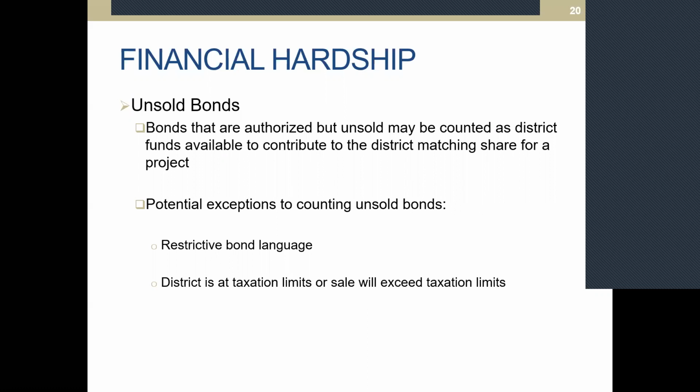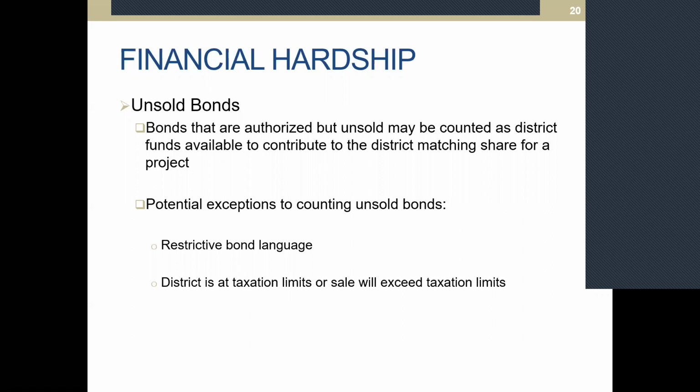And also with the Prop 39 bonds, if the district is at the taxation limits or the sale will exceed the taxation limits, then those funds cannot be counted as available either. And those Prop 39 bonds have restrictions in the law. The sale of the bonds cannot cause the tax to go over $30 for every $100,000 of assessed valuation for non-unified districts, and the tax limit is $60 for every $100,000 of assessed valuation for unified districts.